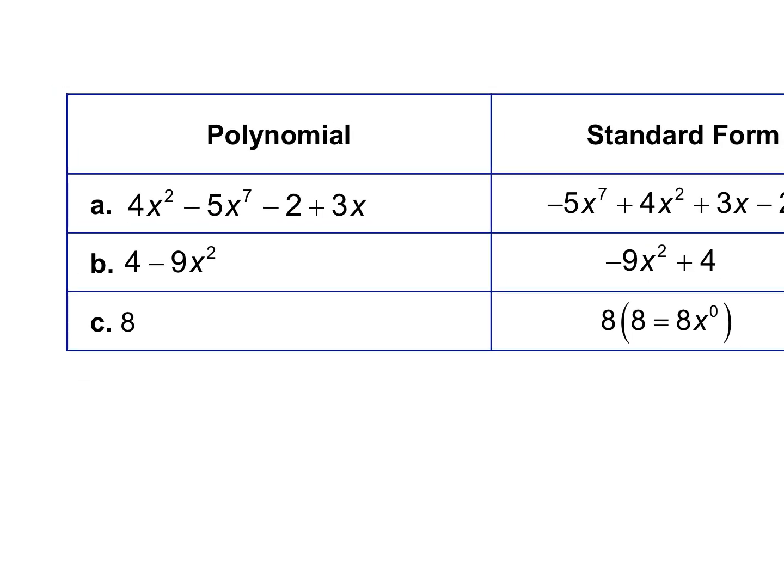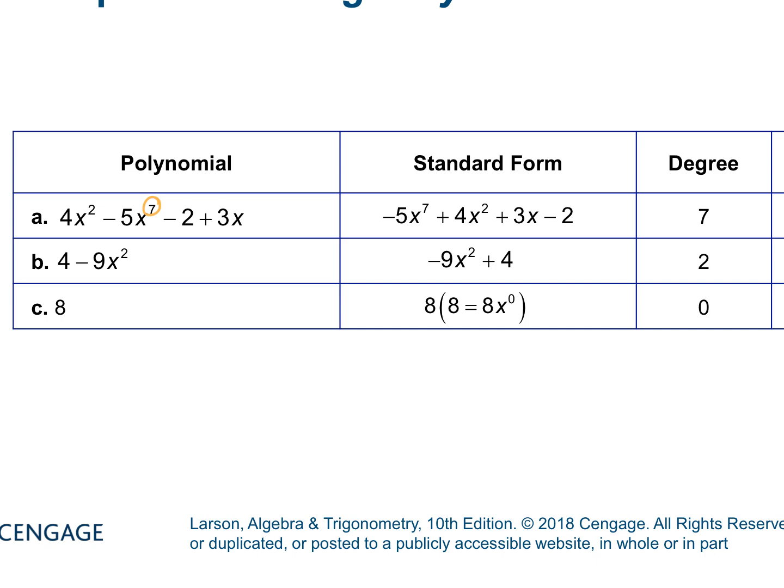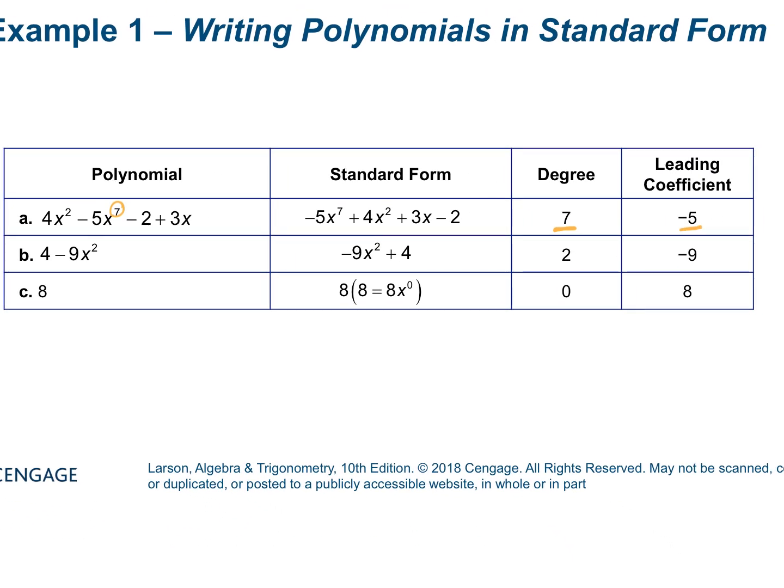So our largest degree that we have in A is x to the 7th power. So that would come first. Then we have plus 4x squared plus 3x minus 2. So this would be standard form. Our degree is 7, because that's the biggest degree. And then the leading coefficient is the number that's out front of your largest degree. So our leading coefficient would be -5.